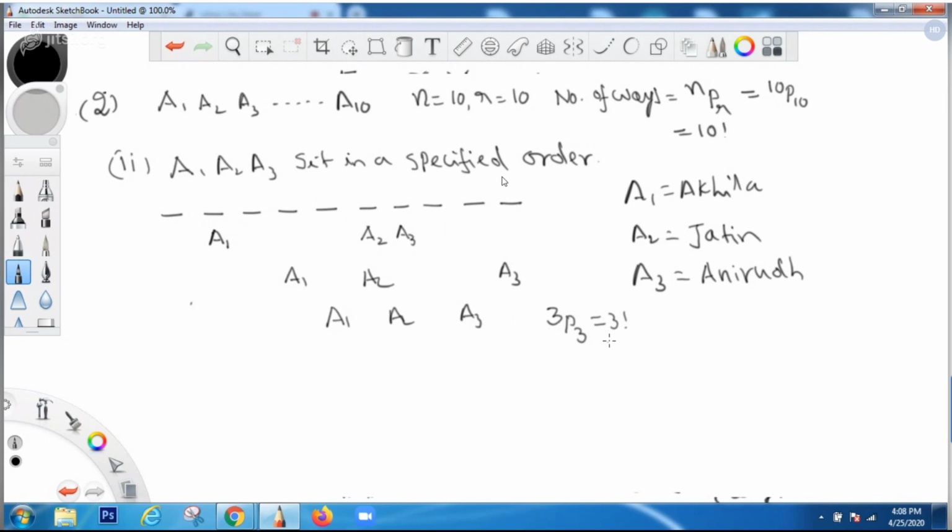These 3 factorial arrangements will be counted in the total 10 factorial arrangements. Is not the total 10 are there? So these 10 without any conditions, how many ways can they be arranged? 10 factorial, 10P10 ways. Among these 10P10 or 10 factorial ways, these 3P3, 3 factorial ways are not permitted.